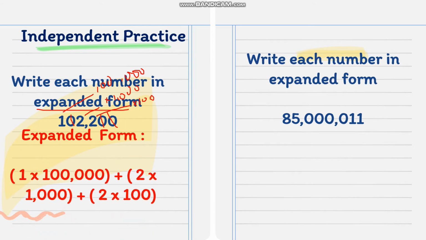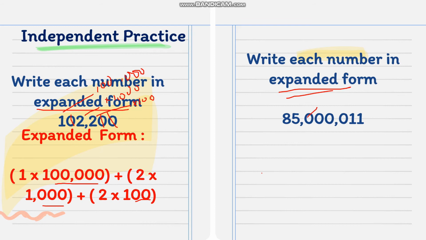That's why the answer is 1 multiplied by 100,000 plus 2 multiplied by 1,000 plus 2 multiplied by 100, or the exponential form is 1 multiplied by 10 to the 5th power because we have 5 zeros, then plus 2 multiplied by 10 to the 3rd power or 10 cubed because you have 3 zeros, and plus 2 multiplied by 10 to the 2nd power or 10 squared because you have 2 zeros. Next, write each number in expanded form.